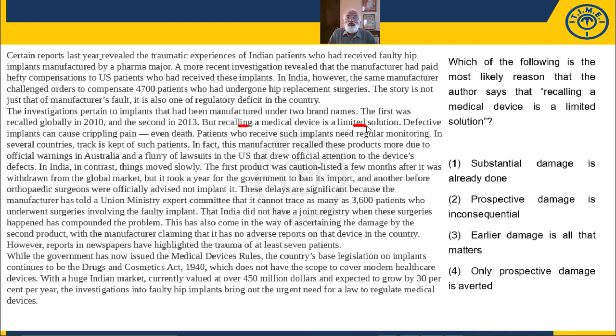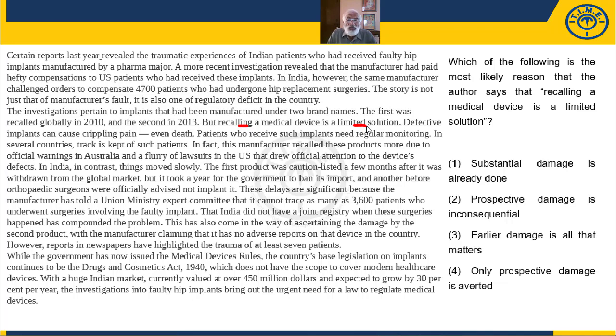So I know it's a limited solution because it only ensures that there will not be a problem with these hereafter. What about the problems we've already had? This doesn't deal with that. That's why he says recalling a medical device is a limited solution, because it only ensures that we won't have any more problems. The problems we've already had, we've had. So saying substantial damage is already done is not an answer. We are asking, why is it a limited solution? What is limited about the solution?